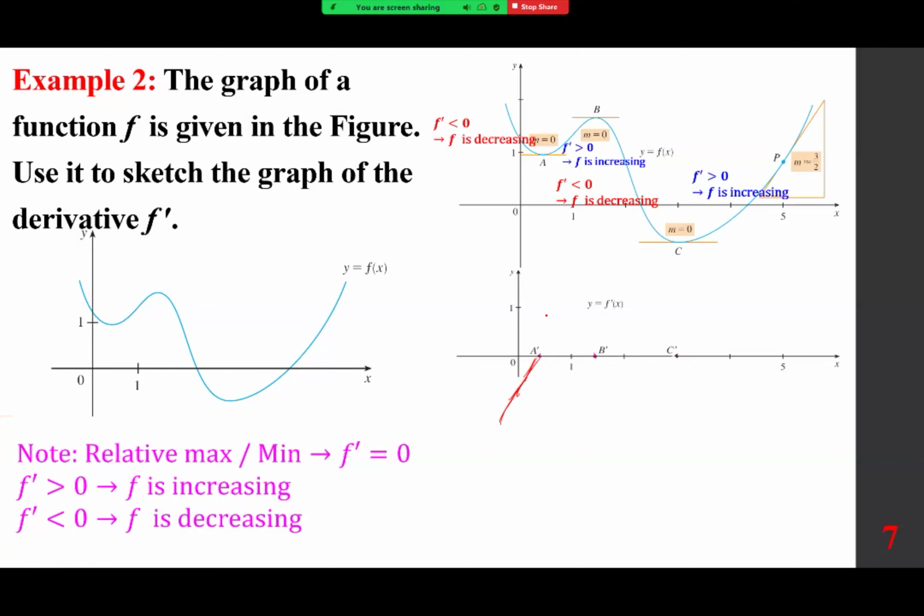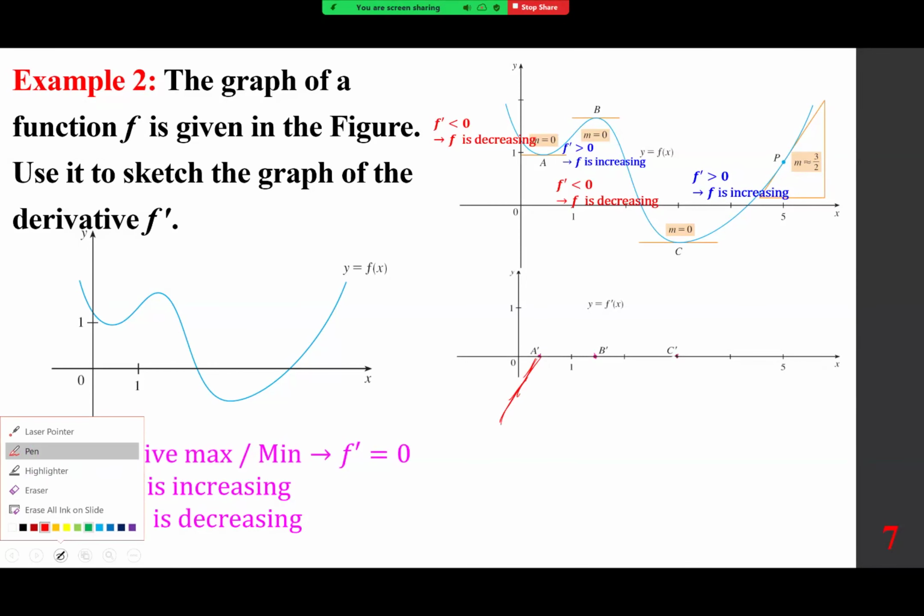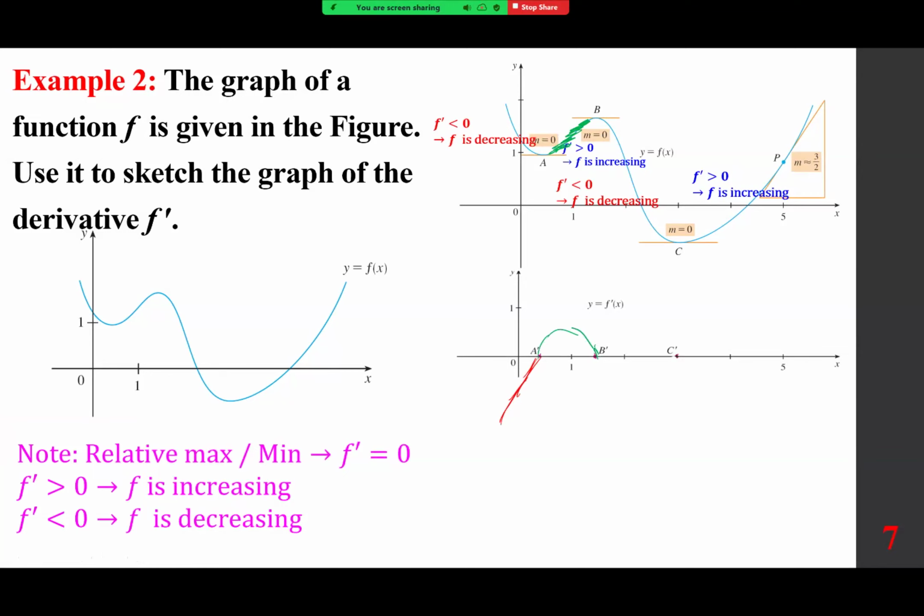But this portion is above the x-axis. This portion is what? F prime is positive, so it's above the x-axis, but it has to come back down to B prime. Why is that? Because this is positive. At A it is 0, at B it becomes 0, so it has to come back down.